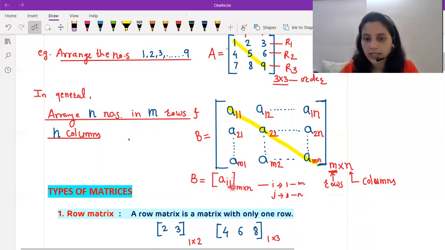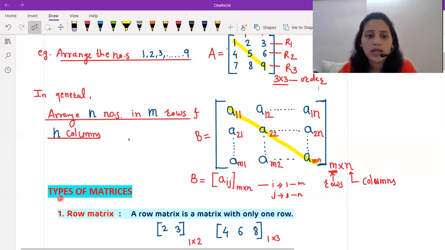Now what does it indicate? I and J is nothing but the position. It indicates the position of this element A in the ith row and jth column, where i is going from 1 to m and j is going from 1 to n. So this is the smallest representation of this matrix, A_ij in general form. This is the basic idea of the matrix definition and introduction.